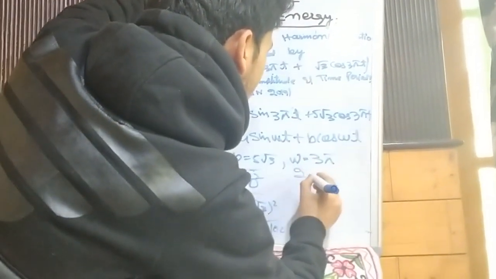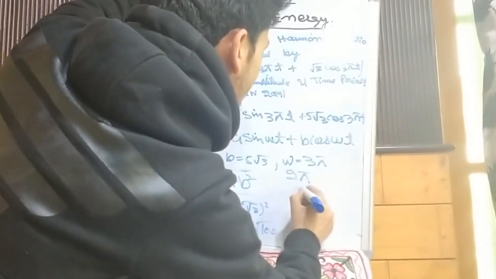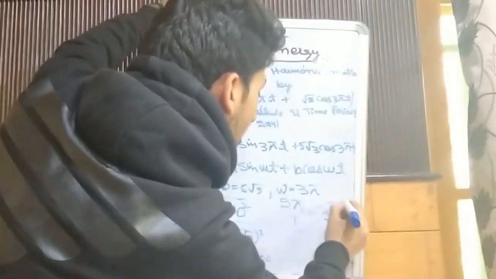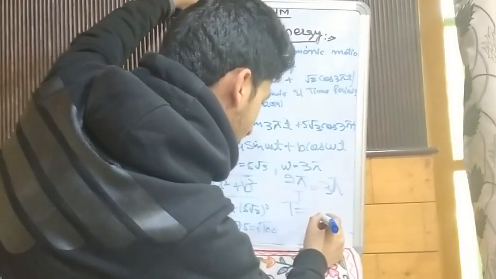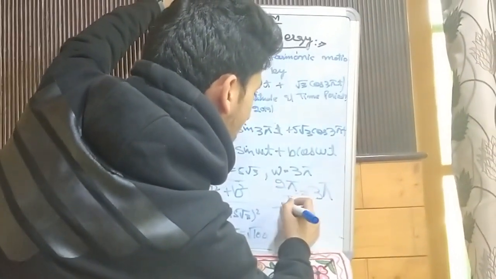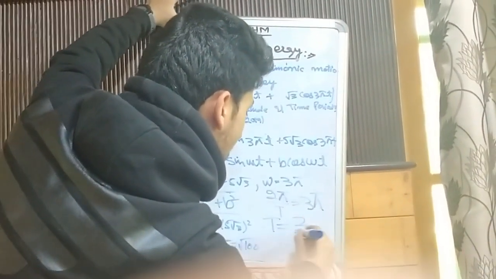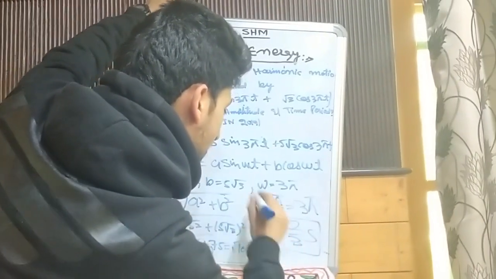We also have to find the time period. Omega is also given by 2 pi divided by T, which is equal to 3 pi. This we have been already given in the equation. So time period is obtained by cross multiplying, and pi gets cancelled. T is 2 by 3 seconds. And this is the solution of this question.